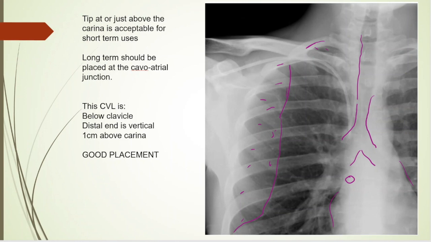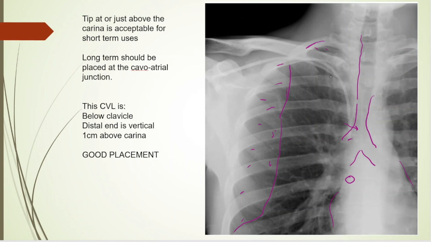You can see that the whole thing is below the clavicle, which you want. This distal end, it's important that it's vertical, so it's not horizontal where it might be pushing up against the vessel wall. We don't want that, obviously. And it looks like the tip, which is right here, is just above the carina. It looks like a centimeter or so above the carina. So this vertical tip is important.